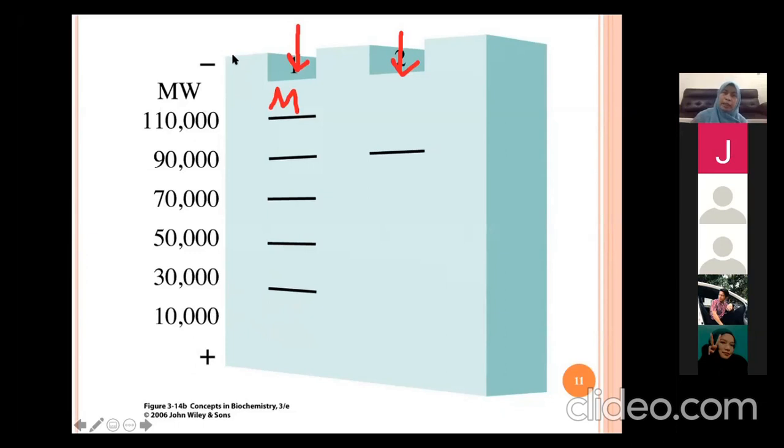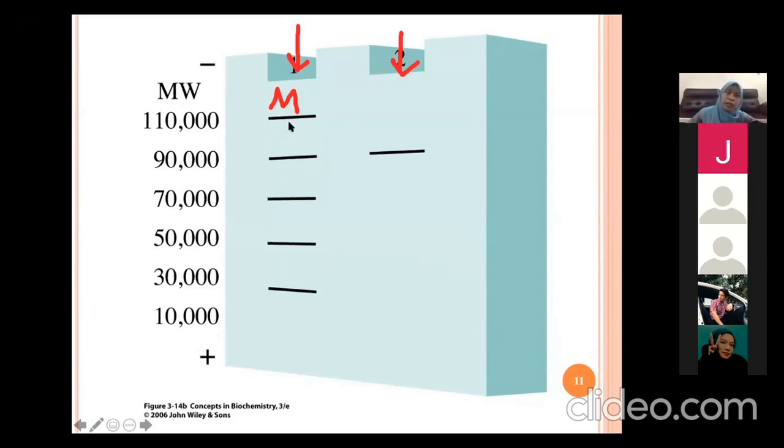So when the electrical charge is applied to the gel, the current will move from the negative to the positive electrode. Once you have loaded the protein here, it will start to move once the current is applied. We need to apply the current until the markers are well separated.